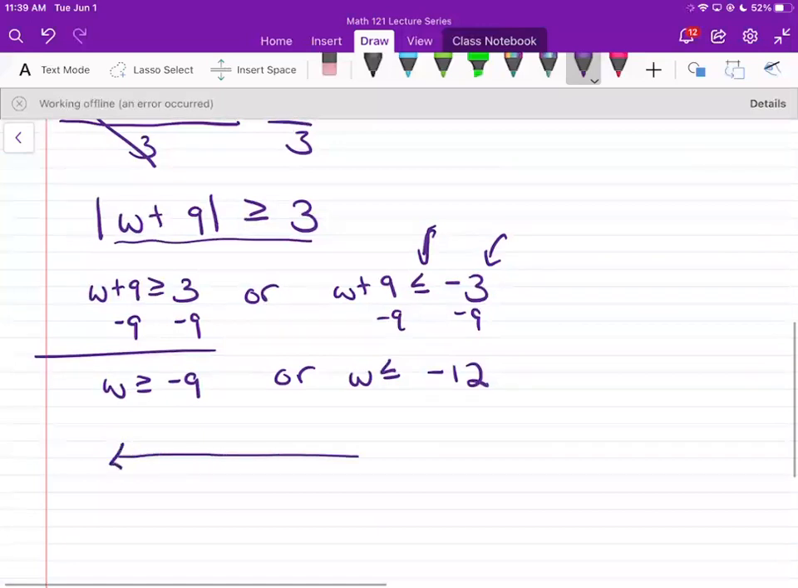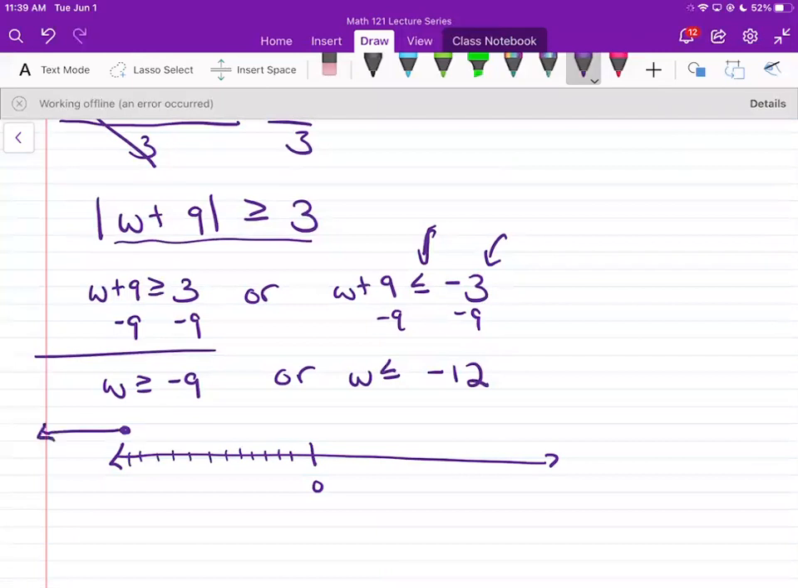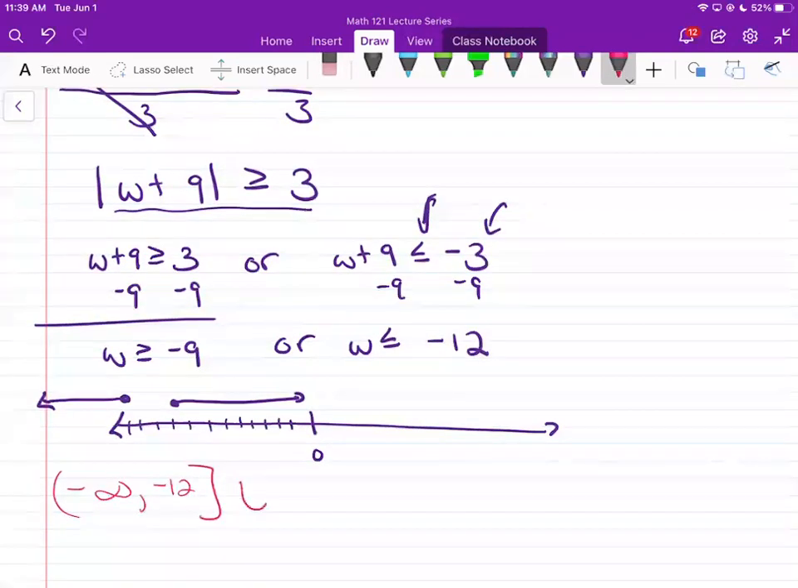When I plot each of those, I have less than or equal to -12, greater than or equal to -9. And as intervals, notice that's going to have 2 pieces. I'm going to go from -infinity to -12 with brackets for the 12 because it is an equal to statement, or from -9 up to +infinity.